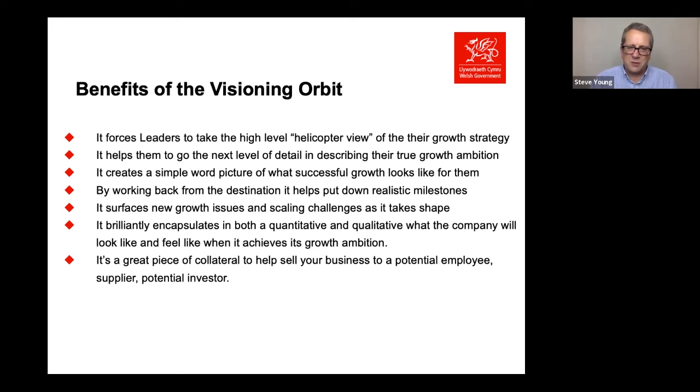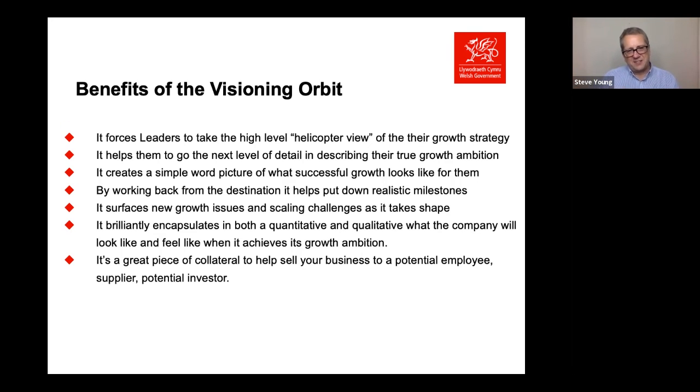It also helps you to go to that next level of detail in terms of describing your growth ambition, to keep you sane, to keep you motivated, but also your people in your business and maybe your customers, potential funders, etc. Everybody can say, oh, I'm going to grow the business by 5 times in 3 years. But everybody behind that is always looking at you going, well, how are you going to do that then? This creates that simple word picture of what successful growth looks like for them.